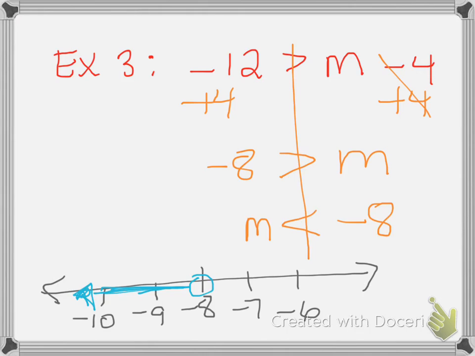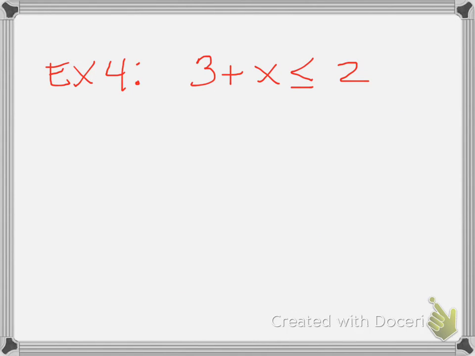All right, so example 4 is 3 plus x is less than or equal to 2. Now if you look at this one, the variable is on the left side, it's just in a different position, but it doesn't change what we do. So what I want to get rid of is what is with my variable, and I have a 3 with the variable. The 3 is positive because there's no sign in front of it.